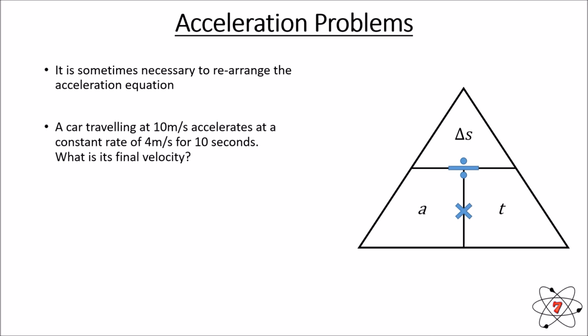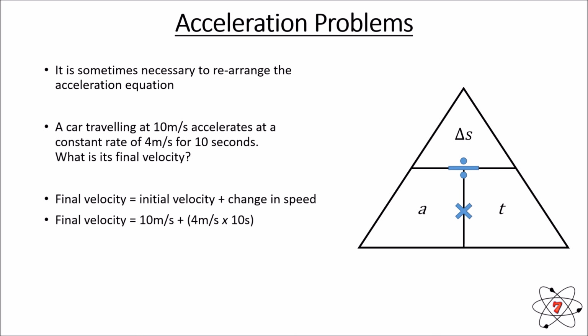So here we have a car traveling at 10 meters per second, and it's accelerating at a constant rate of 4 meters per second squared for 10 seconds. So we need to calculate the final velocity. So in order to calculate the final velocity, we know that the final velocity is going to be equal to the initial velocity plus any change of speed.